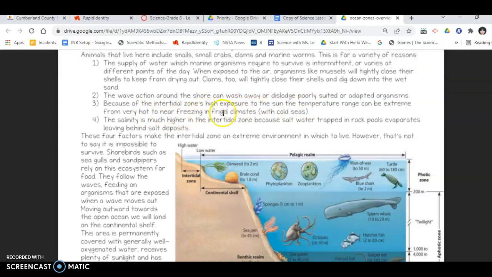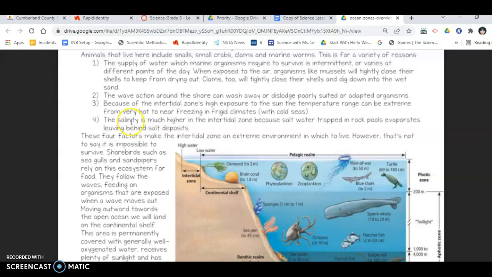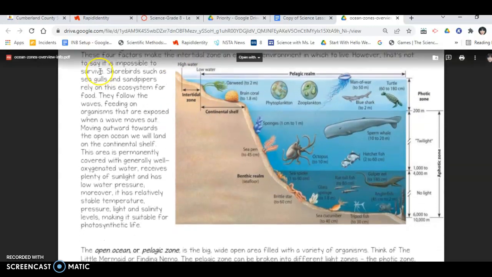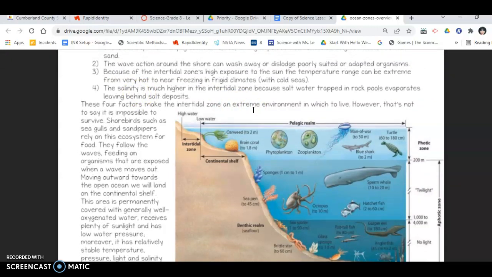From very hot to near freezing in frigid climates with cold seas. The salinity, remember we said salinity is the salt content or how salty the water is. It's much higher in the intertidal zone because salt water trapped in rocks and pools evaporates, leaving behind salt deposits. These 4 factors make the intertidal zone an extreme environment in which to live. However, that's not to say that it is impossible to survive.